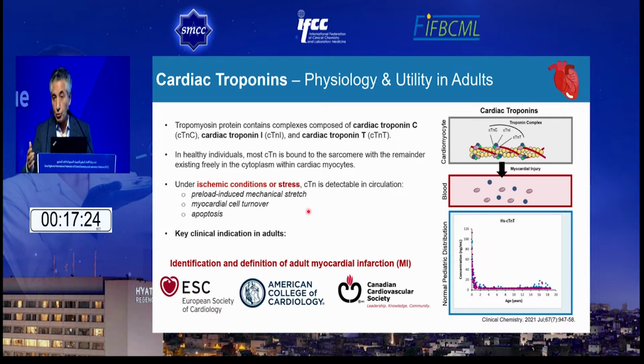Previously, the original assays couldn't detect levels in healthy individuals, but the newer assays introduced in the last 5 years or so can easily detect levels in healthy individuals. But of course, in ischemic conditions, this level goes up significantly, and some of them are mentioned here. So there are clear indications in adults for use of cardiac troponin, particularly in adult myocardial infarction.